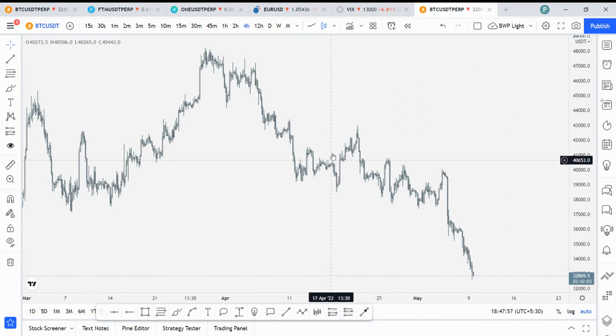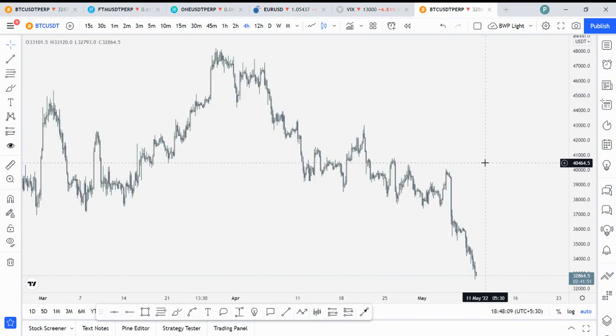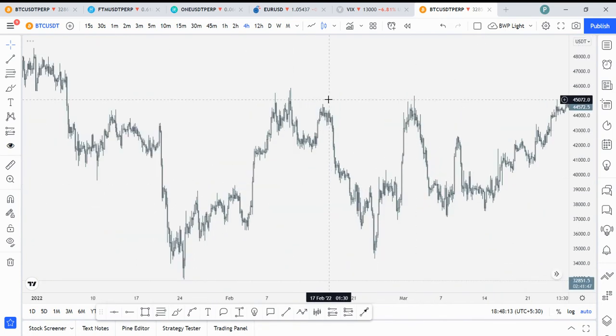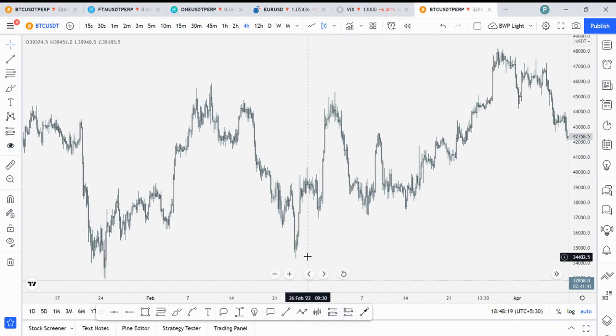Okay, so that's pretty much the basic concept of liquidity. Now let me explain liquidity in relation to stop loss. Let's assume that price has been dropping and I want to go long. I want to buy, let's say somewhere here. I want to buy here.